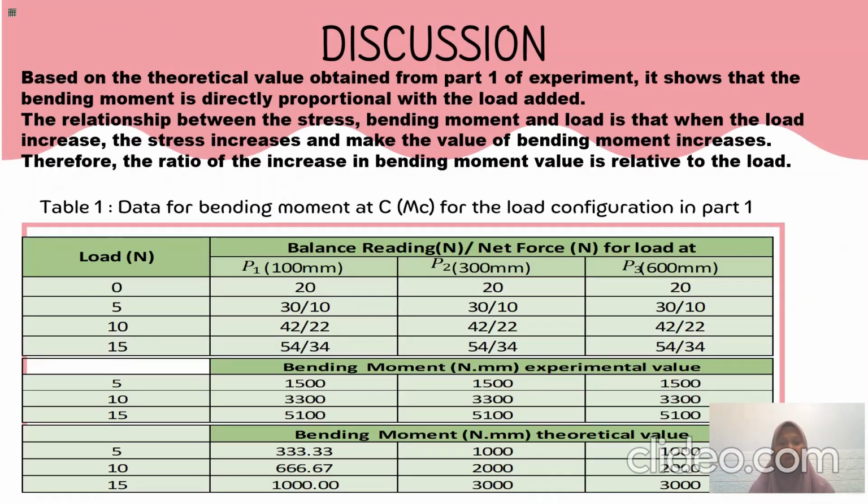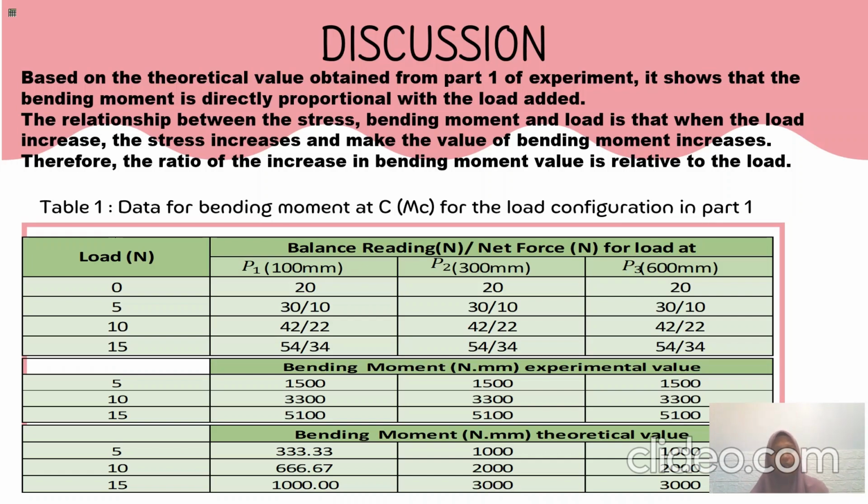Okay, now I will explain about the discussion for this experiment. Based on the theoretical value obtained from part A of the experiment, it shows that the bending moment is directly proportional to the load added. The relationship between the stress, bending moment and the load is that when the load increases, the stress increases and makes the value of the bending moment increase. Therefore, the ratio of the increase in bending moment value is relative to the load.